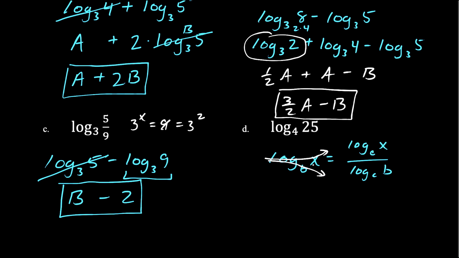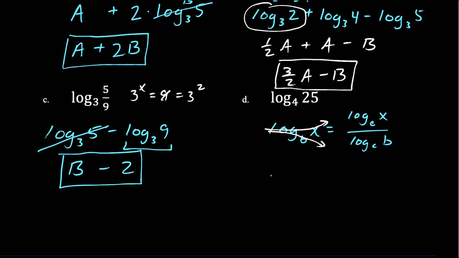And I can replace it with any log, natural log, log base 10, or in our case, what we want to do is we want to use log base 3. So using the log base 4 of 25, I can just rewrite this as log base 3 of 25 over log base 3 of 4. So I just went log 25 over log of 4.